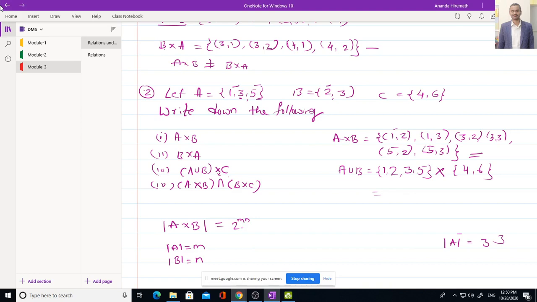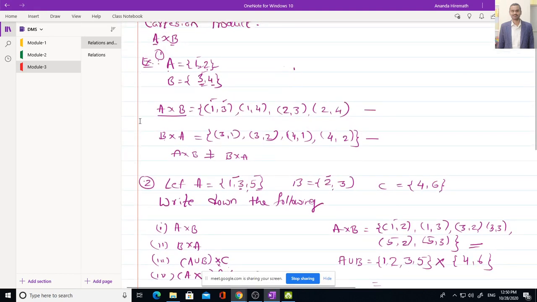Now one example. See here, when I solve this A cross B, in this example, let us see how many elements there are in A. There are 2 elements, so m is equal to 2, and n is equal to how many elements are there in B? It is 2. Now 2 raised to 2 into 2, it is 2 raised to 4. Am I right? I think I'm not right.